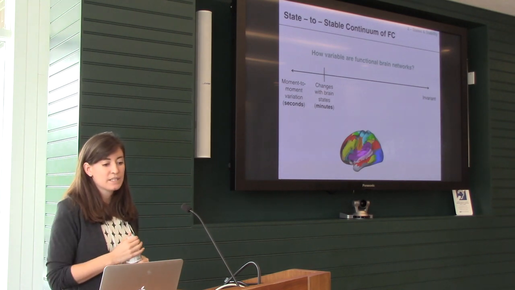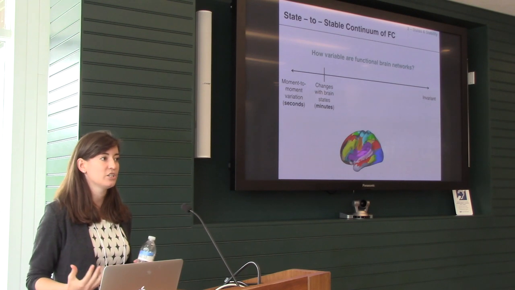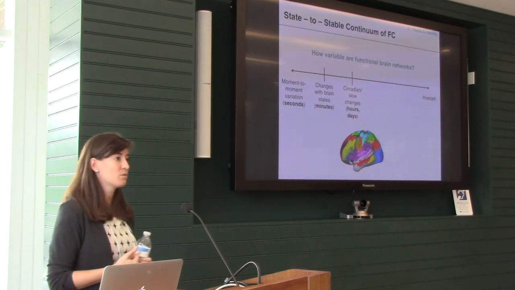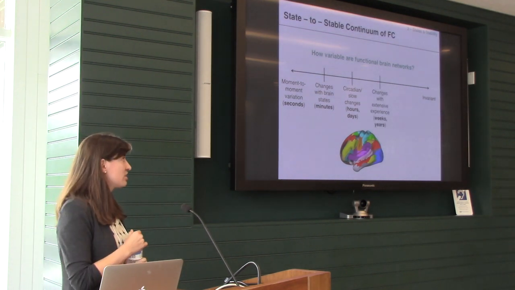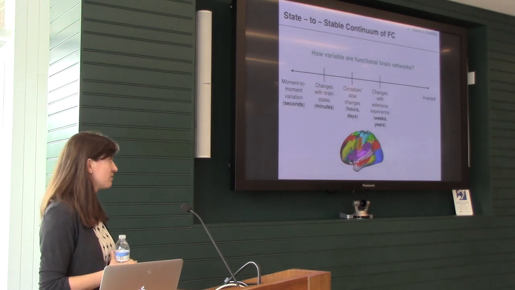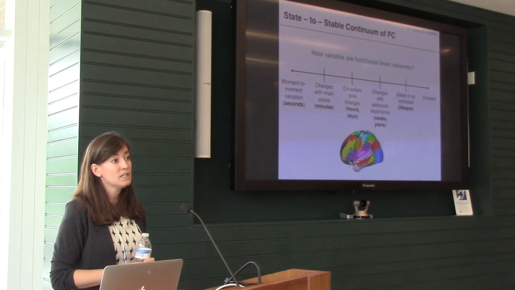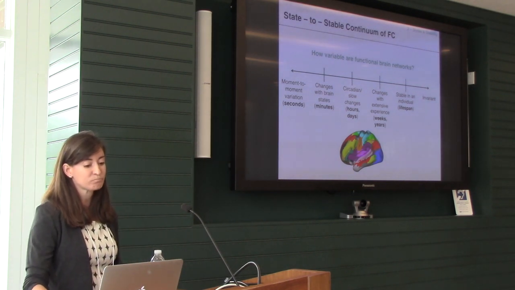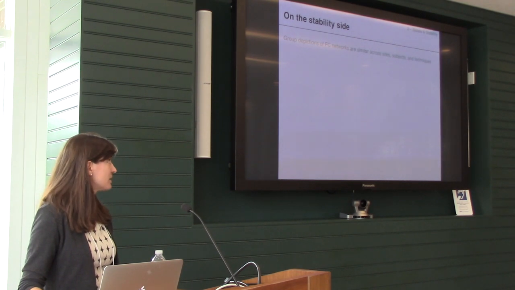But intermediate to that, you can also think that these brain networks may change with slower changes in brain states, like engaging different tasks or falling asleep, that they may change more slowly over the course of days with circadian rhythms, that they may change with only extensive experience in different tasks, for example, extensive training in a perceptual task, or that they may be primarily stable within an individual, differing between individuals or over the course of the lifespan. And so I think there's evidence on both sides of this continuum.